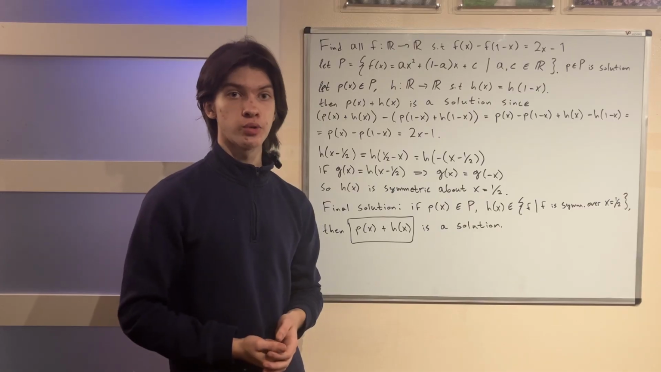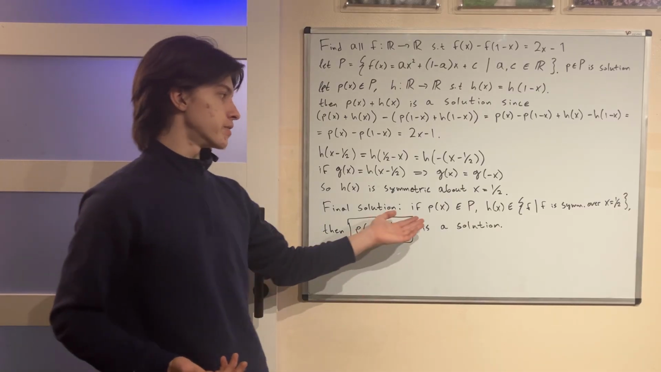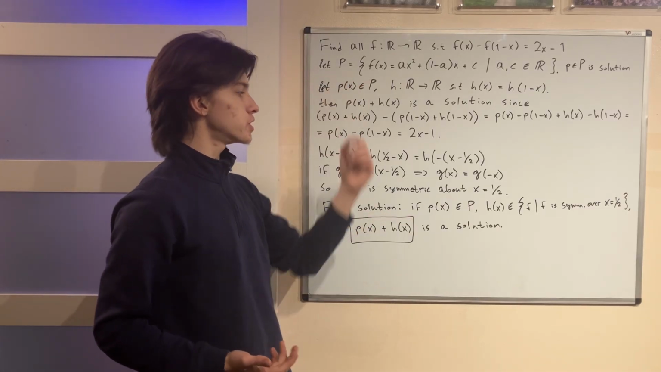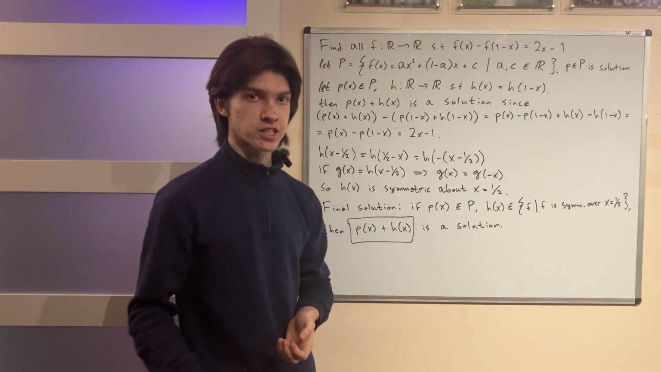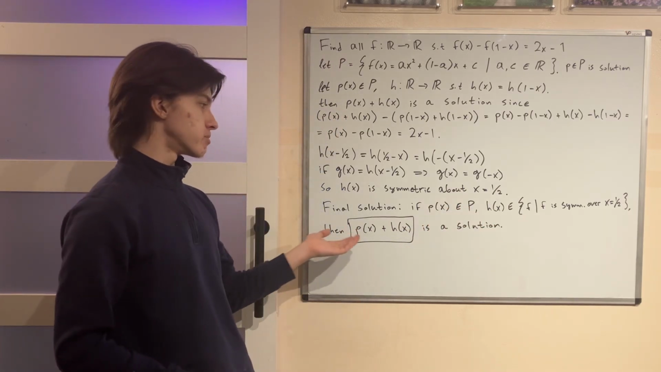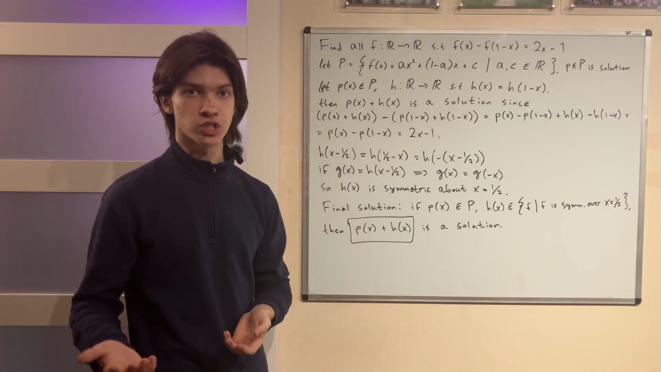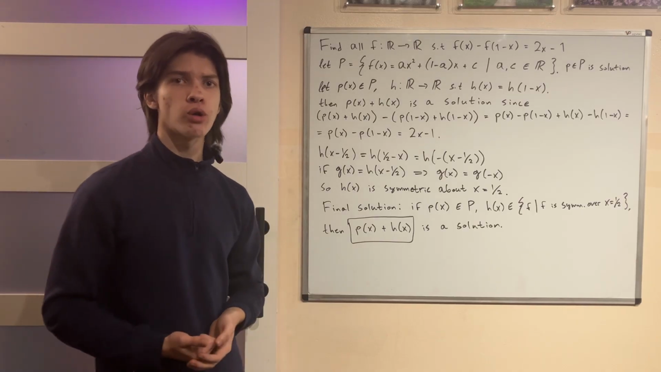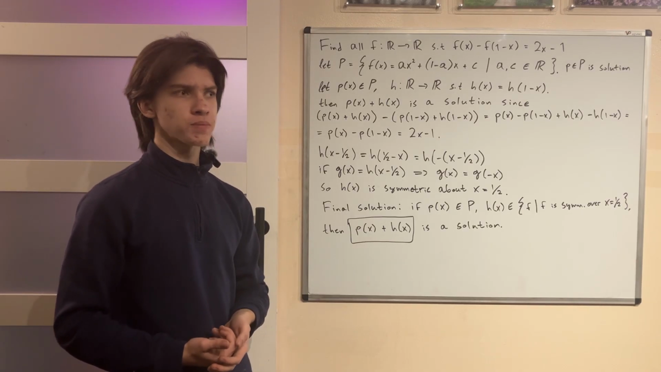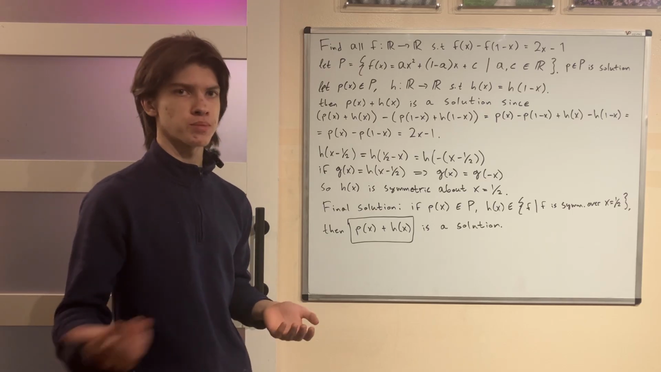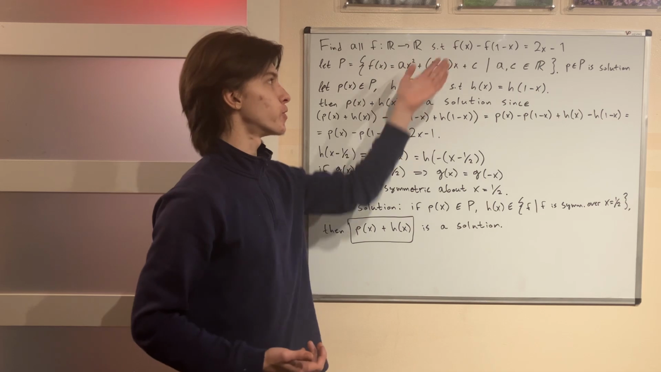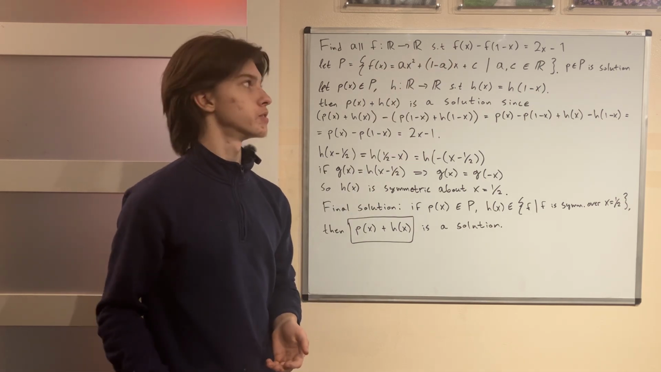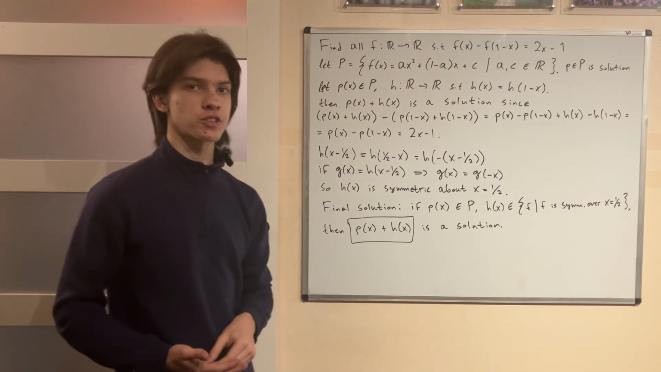So that brings us to our final solution. If p of x is in the set P, which we defined, and h of x is any function that is symmetric over the line x equals 1/2, then p of x plus h of x is a solution. And that, I believe, is all of the solutions. I'm not too sure. I've tried checking a bit more. I've tried doing some more methods. But I think this is quite general, and this will get you quite far for the solutions in this functional equation that we had from the start.